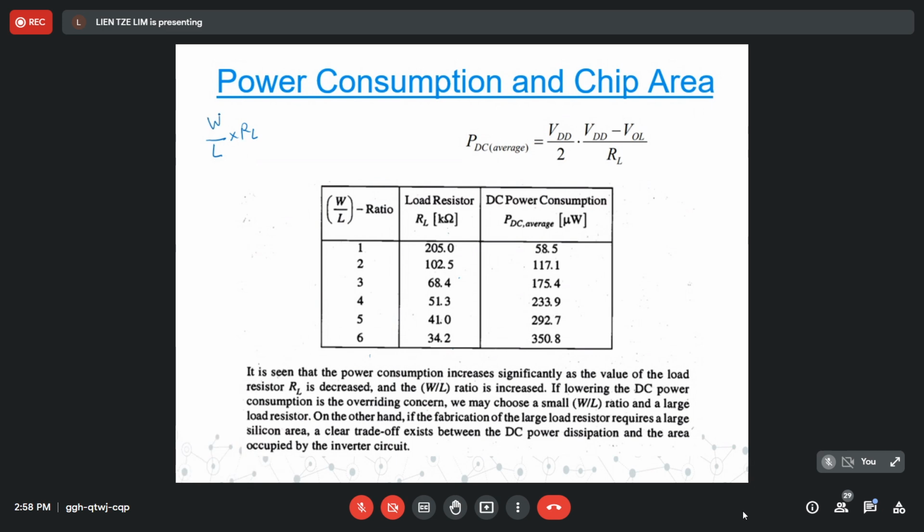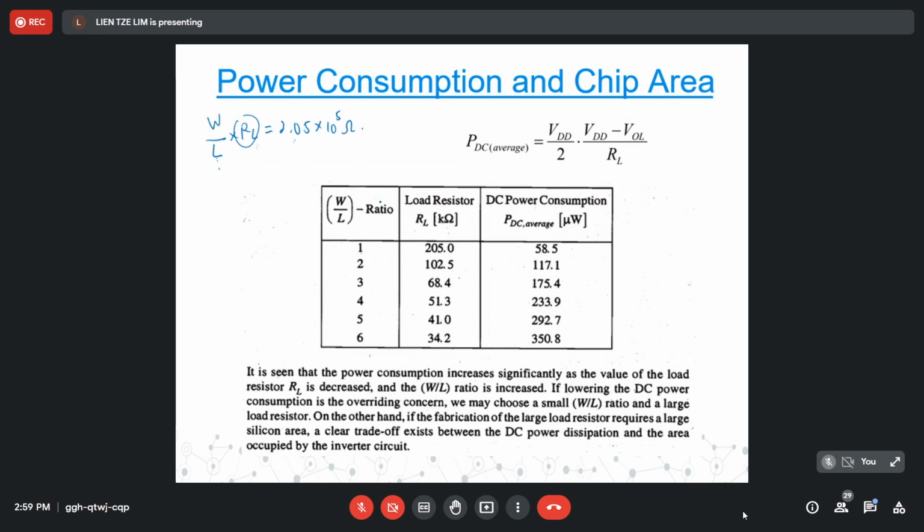This is W over L multiplied by RL equals 2.05 × 10^5 ohm. If we assume the width over length is from 1 until 6, we can use this formula to replace width over length with the values from 1 until 6. Then we can know the value of RL.